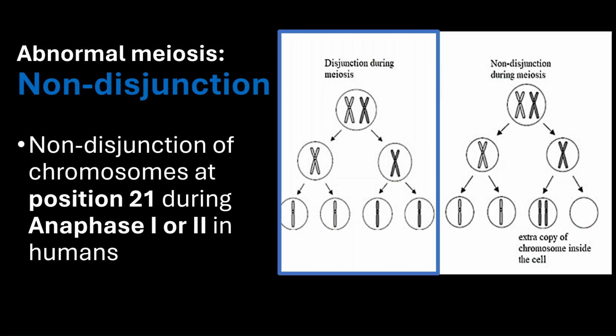We started with one cell containing two chromosomes. At the end of it, we're going to have four cells containing one chromosome each. So the cell we started with is described as diploid, and you're going to end up with four haploid cells that are not similar. That is how a normal meiosis should look.